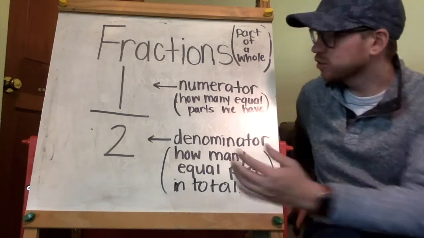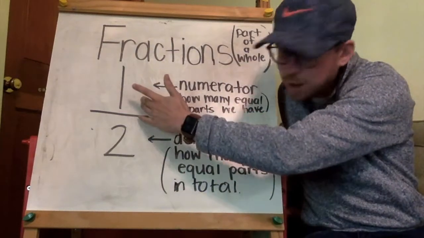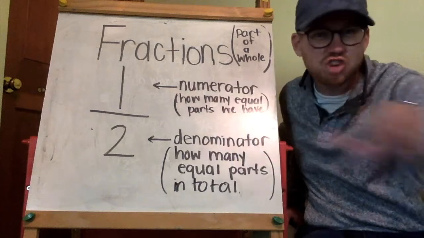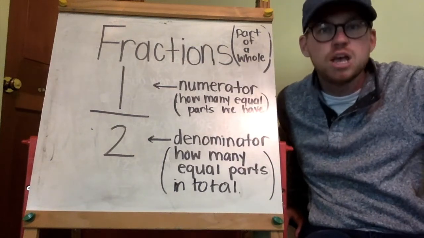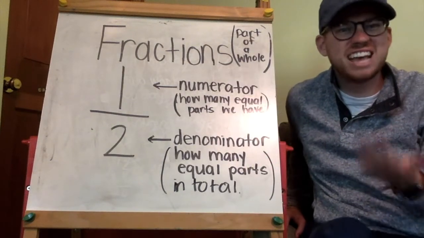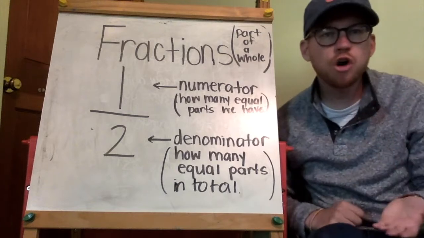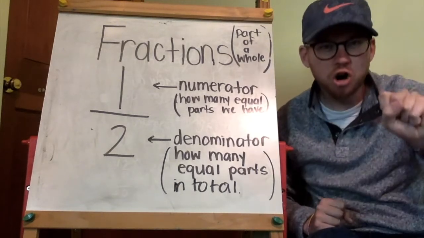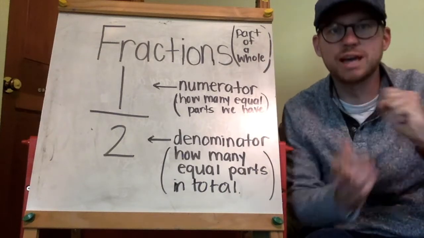And so fractions look like this. There's a top number and a bottom number, and they're split by a straight line right between them. So fractions, the definition of a fraction is it's part of a whole. So a fraction is part of one whole object.